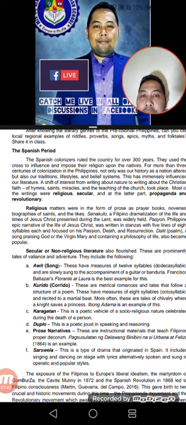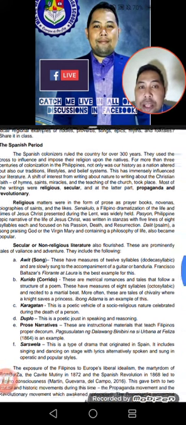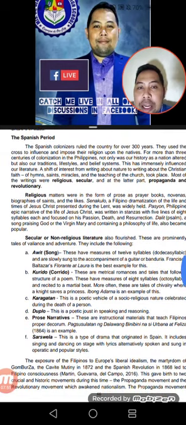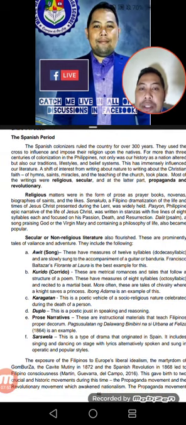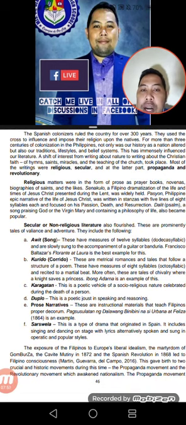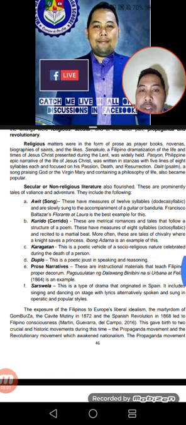During the Spanish period, the Spanish colonizers ruled the country for over 300 years. They exerted cross influence, especially on religious matters. Right? So secular and non-secular literature flourished: awit, song, corrido, karagatan, duplo, prose narrative, zarzuela.